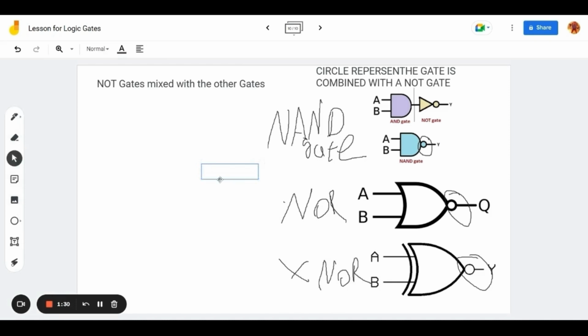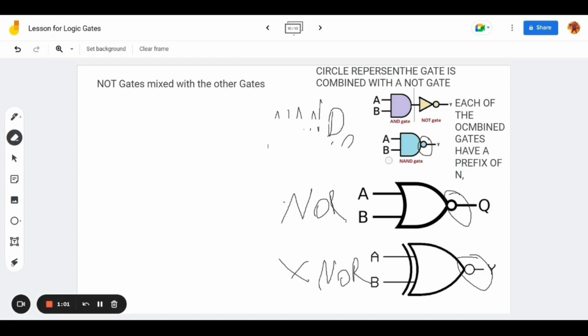As you can see, each one of the combined gates literally just has a prefix of N. That's why they're called a NAND gate, NOR gate, and XNOR gate. And what these gates do is exactly the same function. Yeah, you heard it correct. It does exactly the same function as its original gate, except it inverts the value.